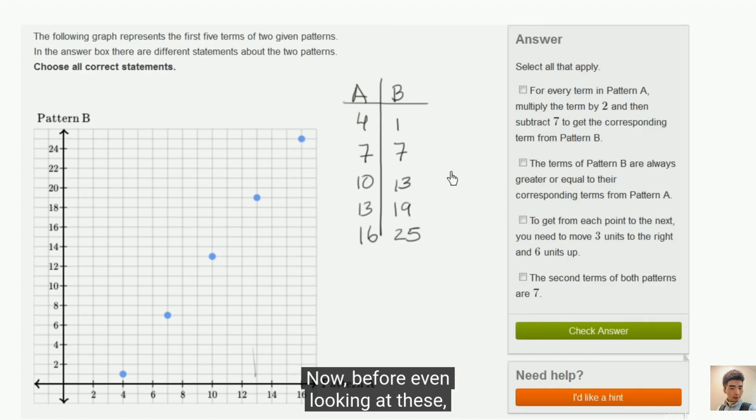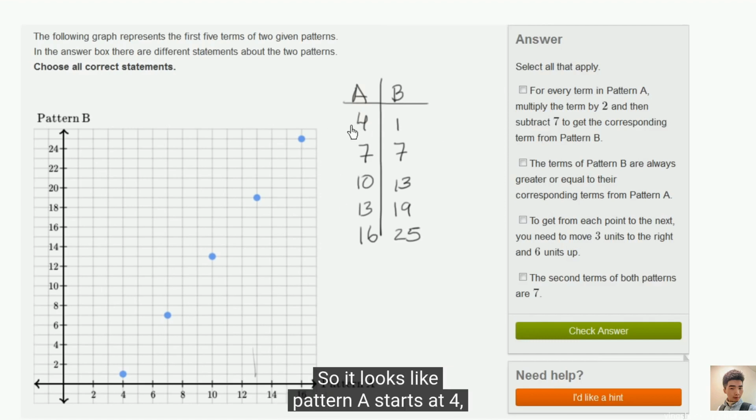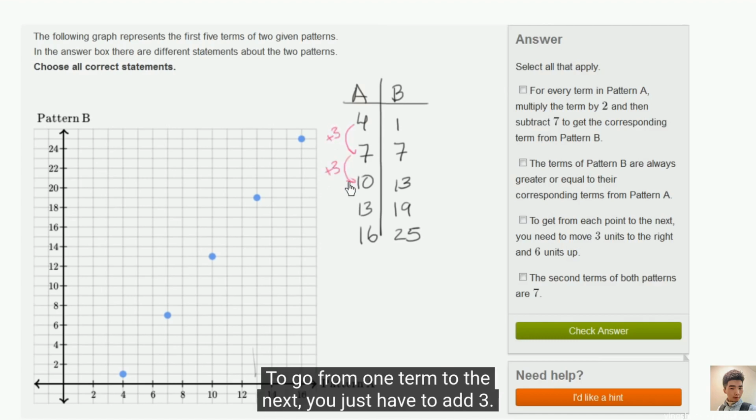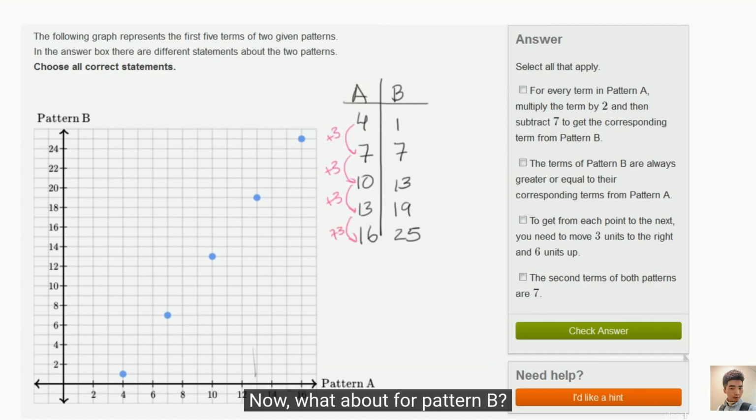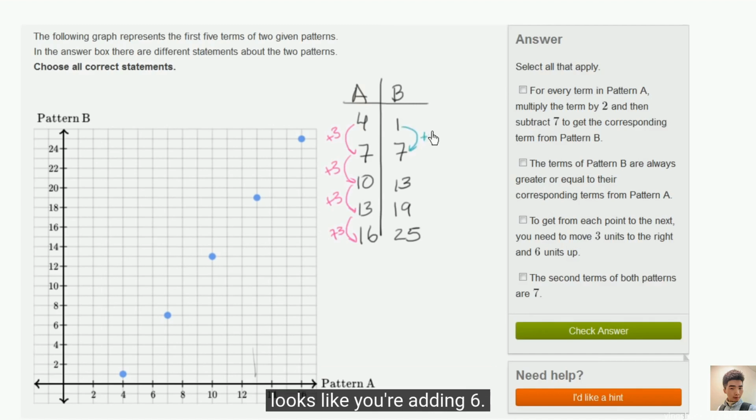Now, before even looking at these, let's see what we can think about these patterns here. It looks like pattern A starts at 4, and it increases by 3 every time. To go from one term to the next, you just have to add 3. Now, what about for pattern B? Pattern B starts at 1, and every term here, it looks like you're adding 6.